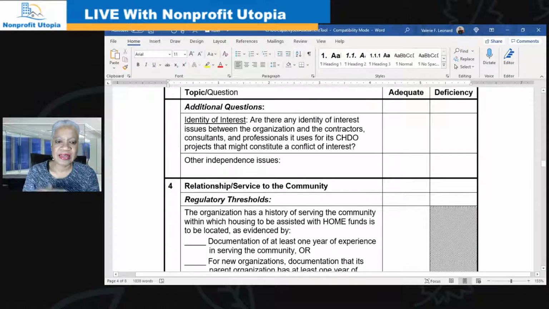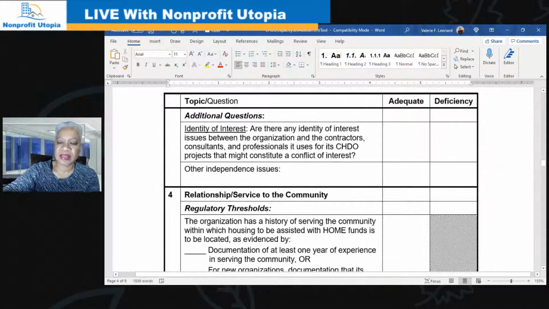Additional questions, identity of interest. Are there any identity of interest issues between the organization and the contractors, consultants, and professionals that it uses for its total projects that might constitute a conflict of interest? Again, you have to assess whether or not that's adequate or you have a deficiency. If it's adequate, you have no conflicts of interest, or if there is a conflict of interest, you've been able to document ways that you can get rid of the conflict of interest.